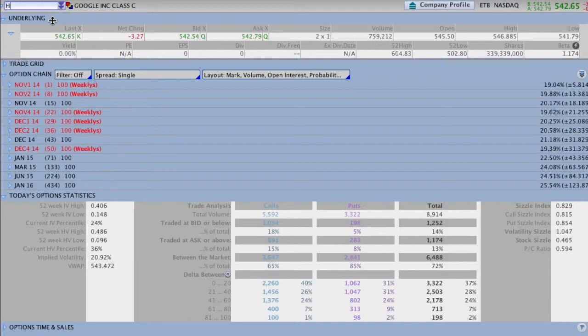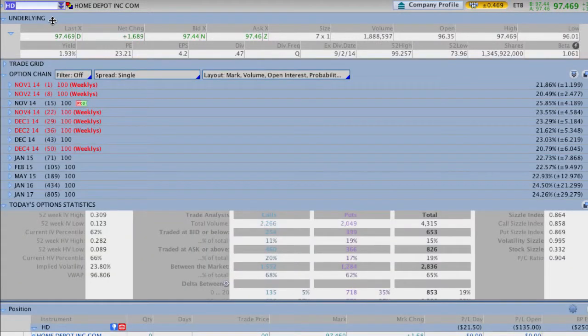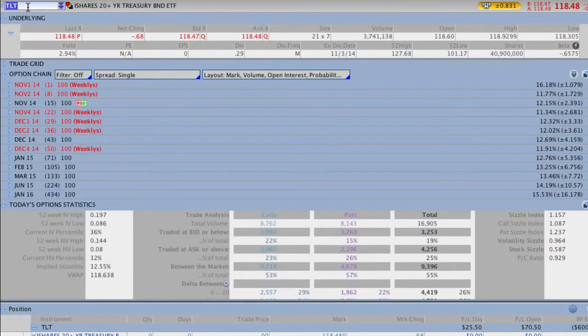If we look at a different stock, say HD, which is Home Depot, you can see it's a little bit less correlated than Google was, but it's still very, very correlated with the S&P. So Home Depot is a pretty good bellwether if you want to get something that has about the same beta as the market. And then let's look at something a little bit different, and let's look at TLT.